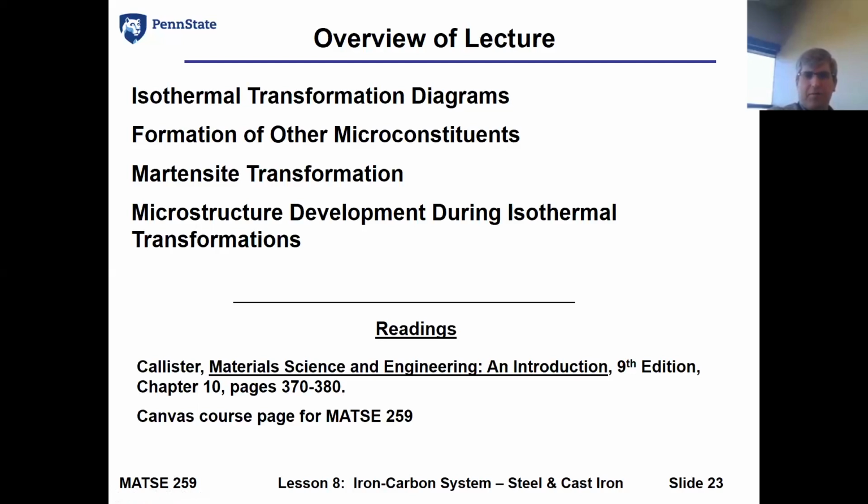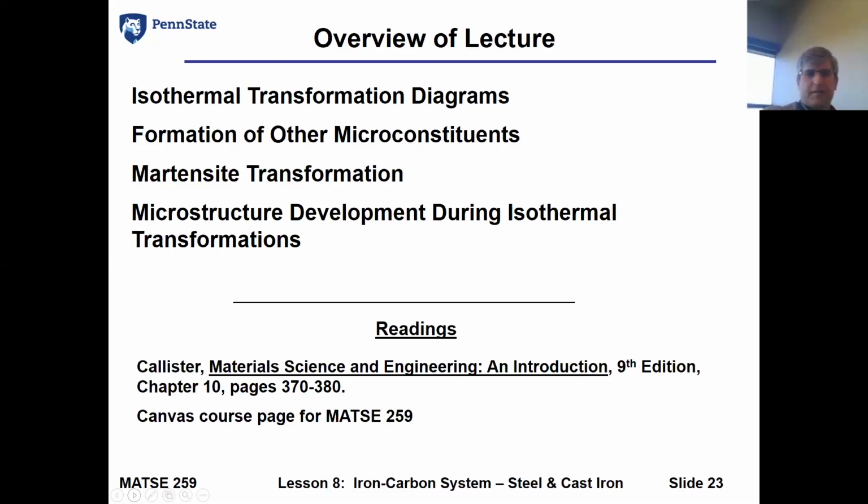So we're going to talk a little more about that, and then how these microstructures develop, and how we can use these tools, this TTT, or these isothermal transformation diagrams, to understand how microstructure develops and be able to design heat treat cycles that will allow us to produce these different microstructures and steels with different properties.